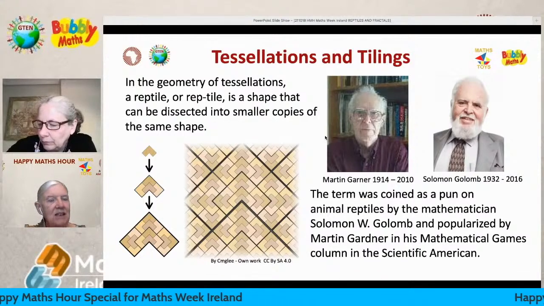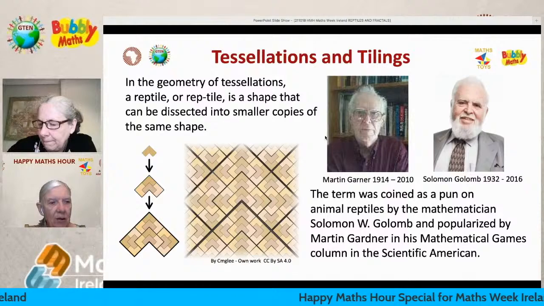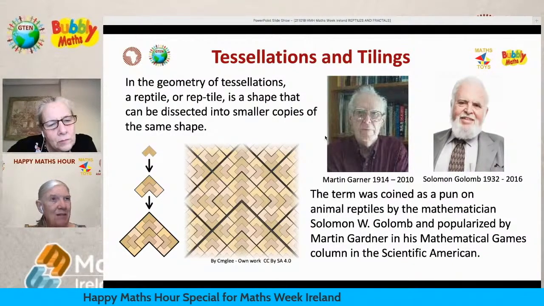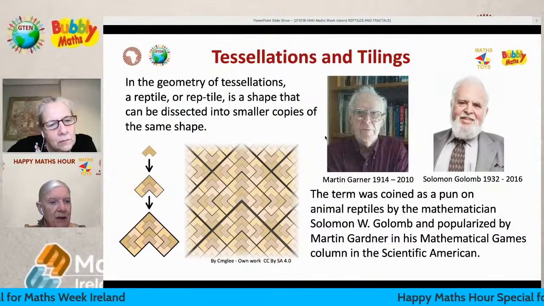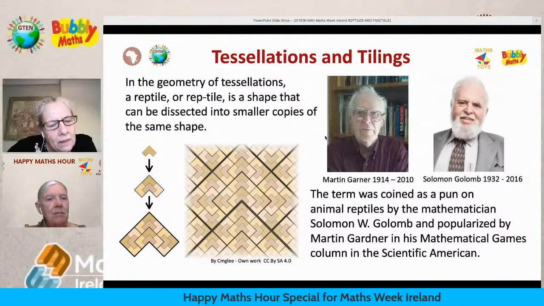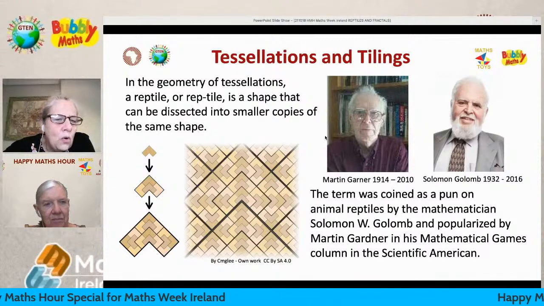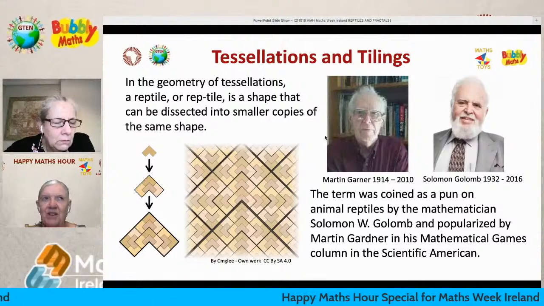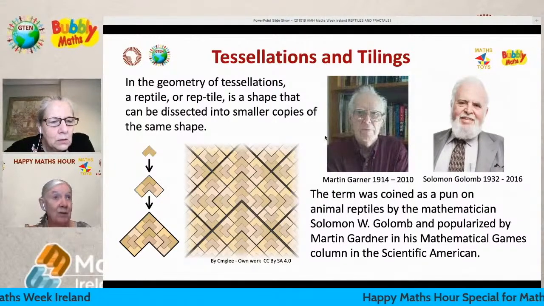Here we see a tetromino, an L shape, and you can see how four of them are put together to make a bigger tile, but the same shape. And then four more are put together to make an even bigger shape, and then you can see a floor tiled with the same shape. And so, that's your reptile. So do all ominoes make reptiles? Wow, good question. Everybody can have a go at finding out the answer for themselves.